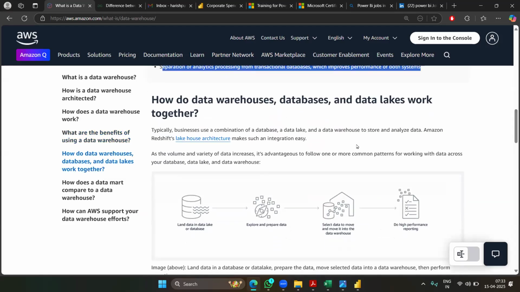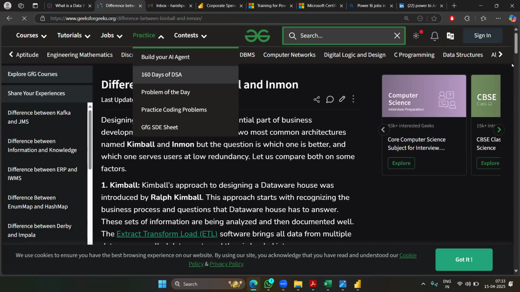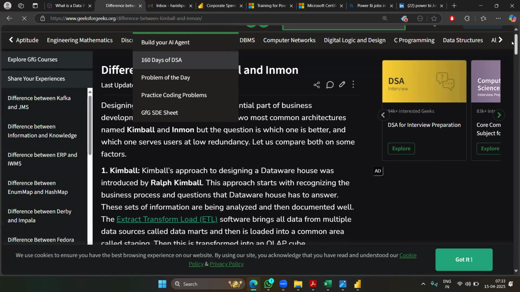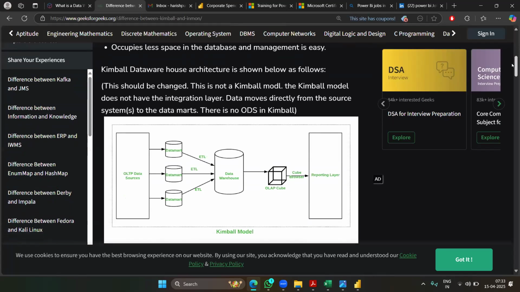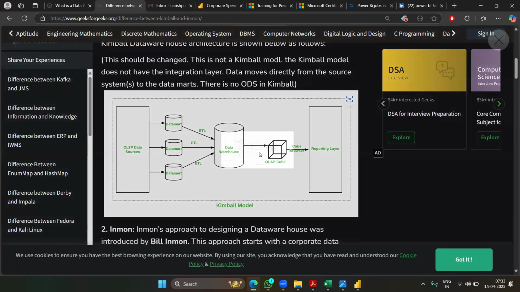Similarly, we have data lakes. Whenever you are storing semi-structured or unstructured data, we come up with data lakes. Now, when it comes to Ralph Kimball and Inmon, they are the two great scientists. Let us see what Kimball has suggested.